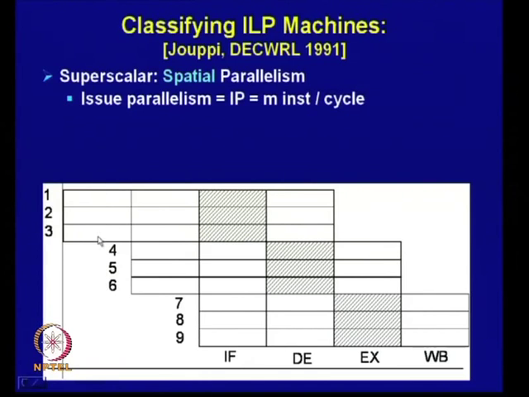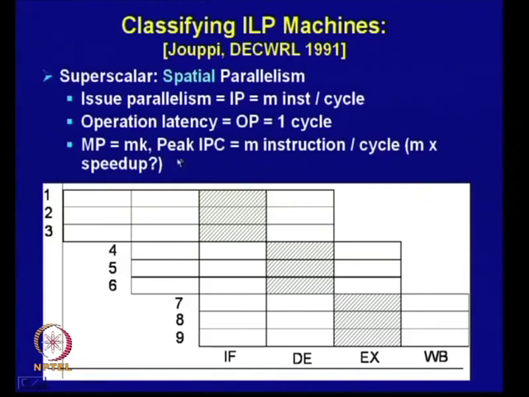So, 3 instructions are issued here, in the next cycle another 3 instructions are issued, and in the next cycle another 3 instructions are issued, and operation latency, of course, remains 1 cycle. As you can see, the first result comes out after k cycles, where k is the depth of the pipeline, and then after 1 cycle you get another result. So, operation latency is 1 cycle in this case also, and machine parallelism is equal to m into k.